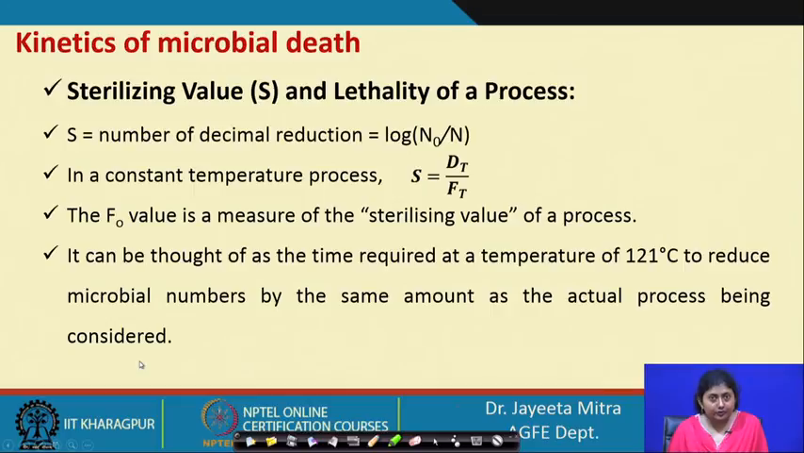If the actual process being considered is, for example, let us say 114 degree Celsius, and the process time we have calculated, then we want to calculate the F0 value. That means what is the time required to process it towards the same microbial destruction at 121 degree Celsius.